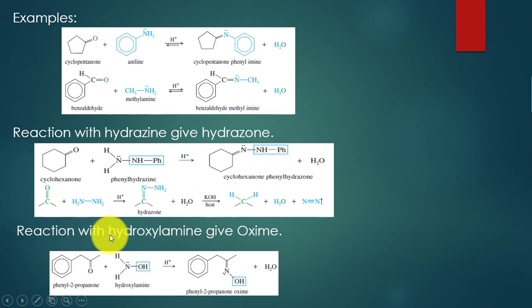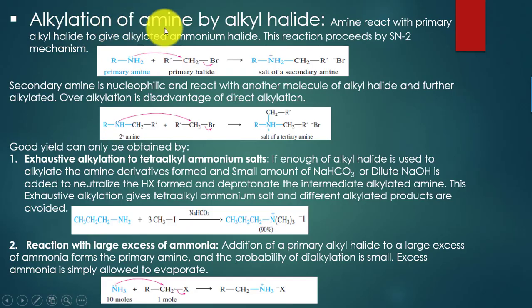And similarly, the reaction with hydroxylamine leads to the formation of oxime. Alkylation of amine by alkyl halide, as we have discussed this reaction in our previous lecture, that was preparation of amine. Amine reacts with primary alkyl halide to give alkylated ammonium halide. This reaction proceeds by SN2 mechanism, and this reaction gives the best yield with primary alkyl halide.